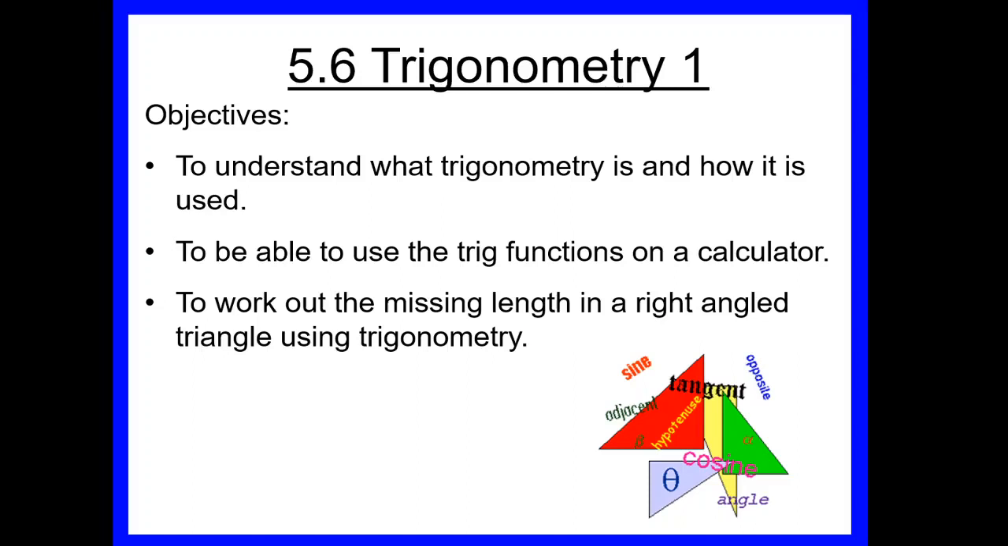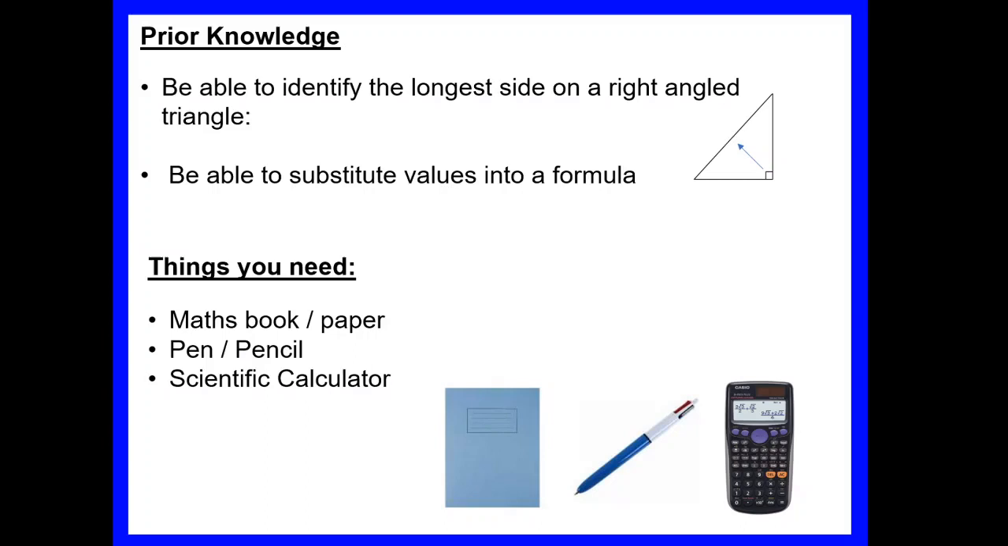Trigonometry 1. So the objectives today are to understand what trigonometry is and how it's used, to be able to use the trig functions on a calculator, and to work out the missing length in a right-angled triangle using trigonometry. Before we start, we need to check our prior knowledge.